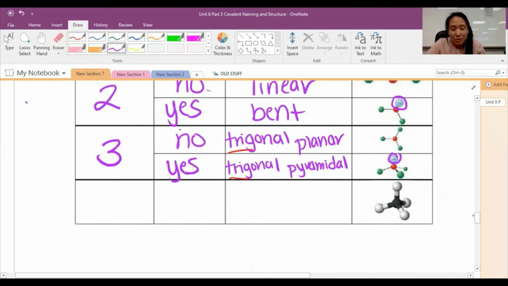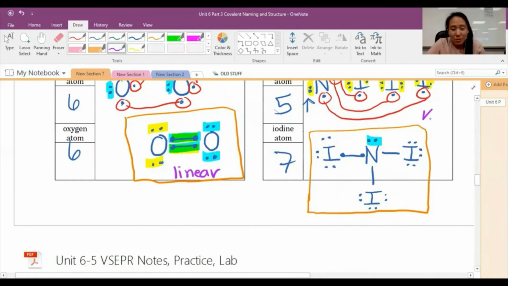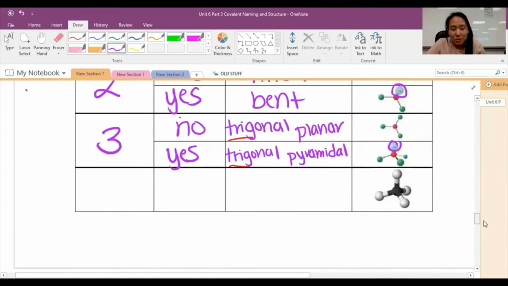So let's see if there's an example up here. I believe there is. Aha. So see this nitrogen right here? It's attached to 3 iodines, but what do you see here? A lone pair. So yes, there's a lone pair. Then what is this shape? This shape is trigonal. And then you would say pyramid, and then the al, pyramidal. So pyramid and then al.